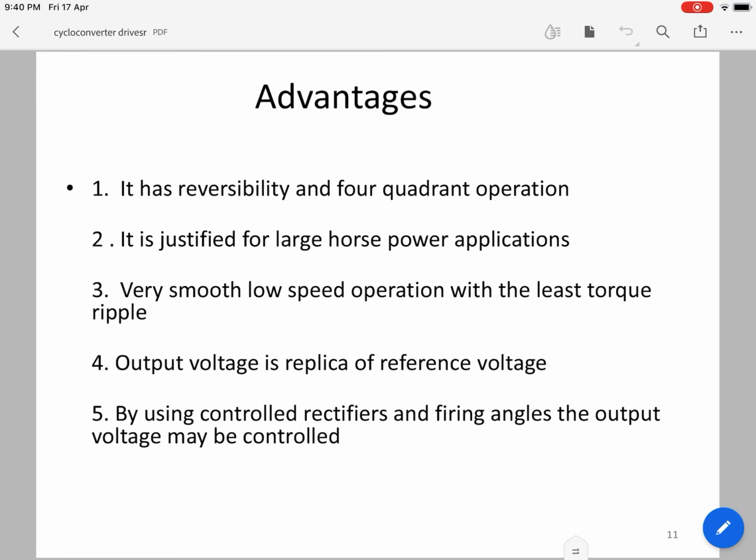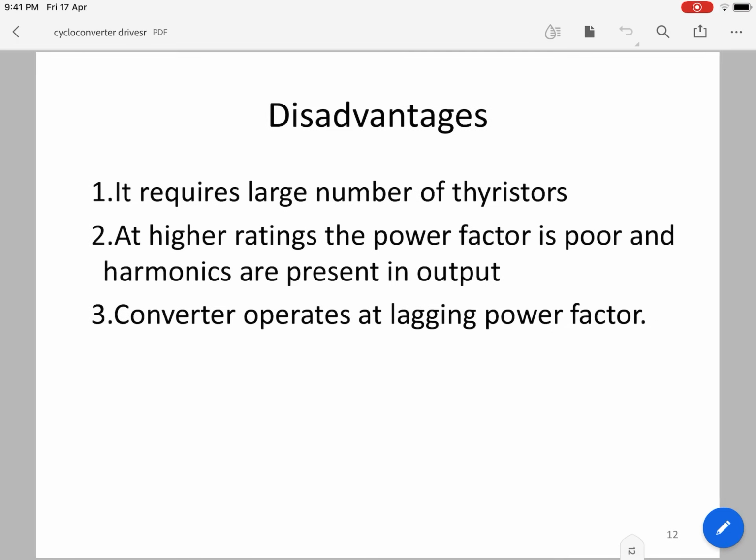Now the advantages are summed up here. It has reversibility and 4-quadrant operation, and it is justified for large power applications. It gives very smooth low speed operation with the least torque ripple. The output voltage is a replica of the reference voltage, and by using controlled rectifiers and firing angles, the output voltage may be controlled.